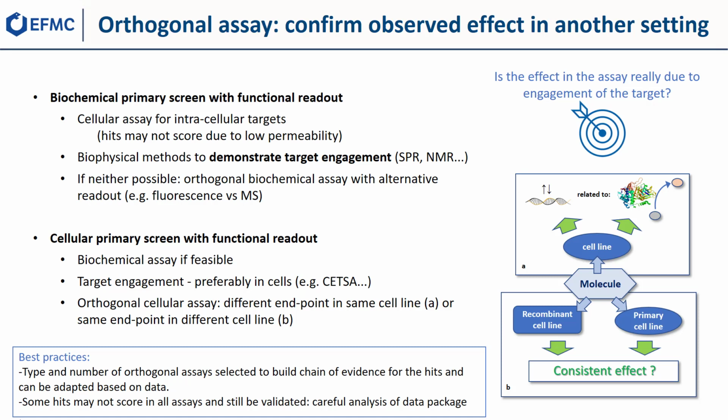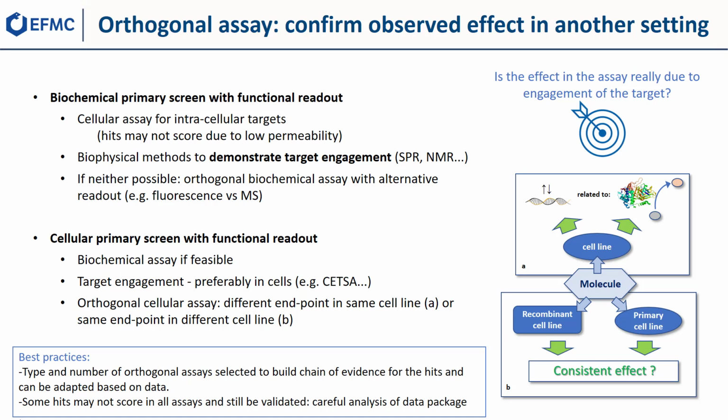If your primary screen was a cellular assay with a functional readout, then why not run a biochemical assay if it's feasible? Here again, you can think about target engagement readouts, preferably in cells, and there are technologies called CETSA and others that have been developed recently to do exactly that.